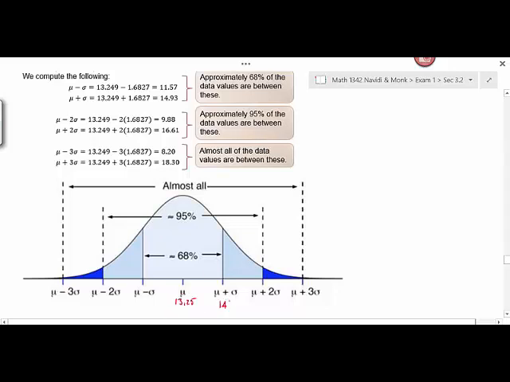The mean plus 1 standard deviation would be 14.93. The mean plus 2 standard deviations is 16.61. The mean plus 3 standard deviations is 18.3. The mean minus 1 standard deviation is 11.57. The mean minus 2 standard deviations is 9.88. The mean minus 3 standard deviations is 8.2.